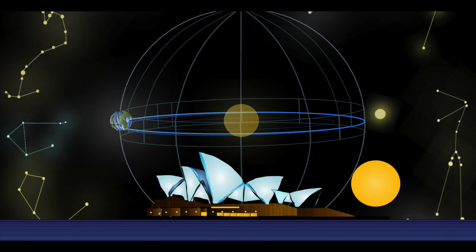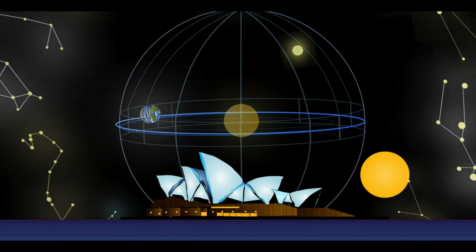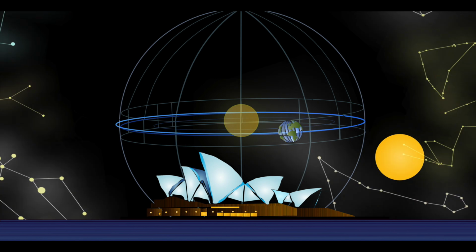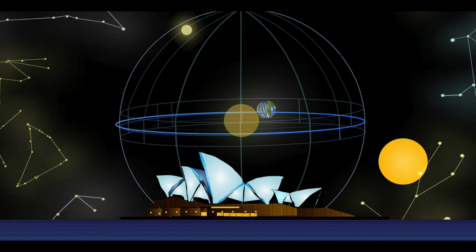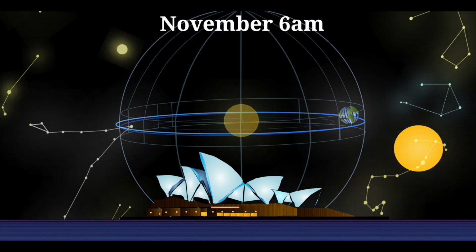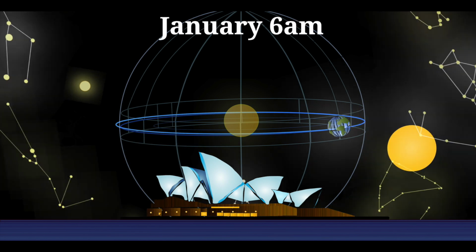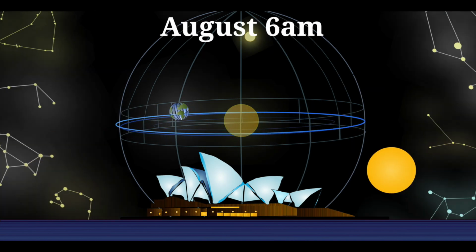Now, if you're standing in the southern hemisphere, you're standing upside down, and the Earth is actually tilted away from the sun during July, and it's tilted towards the sun in December. So the seasons are backwards. So in June, you got winter, and December, you got summer.